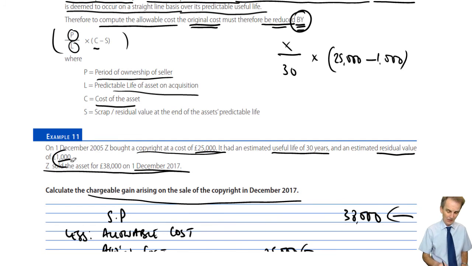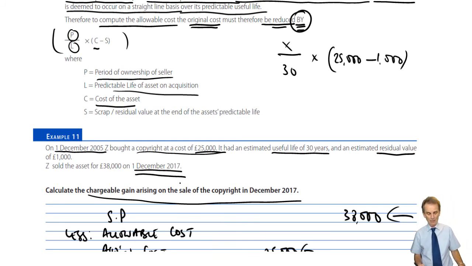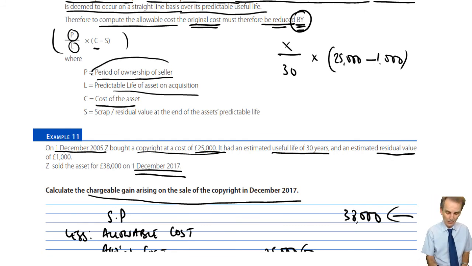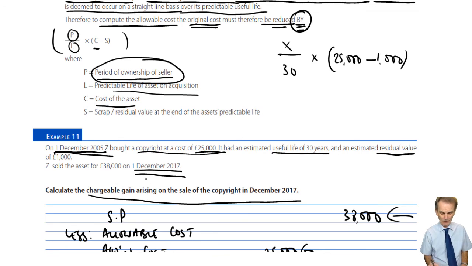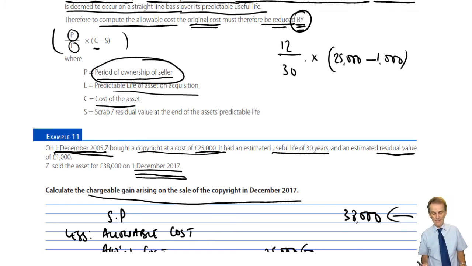Let's again look at the dates. Acquired 1st of December 05, disposed of 1st of December 17. Therefore, top line, period of ownership of the seller from 1st of December 05 to 1st of December 17. Hopefully we would therefore agree 5 away from 17 is 12. Put that through your calculator.